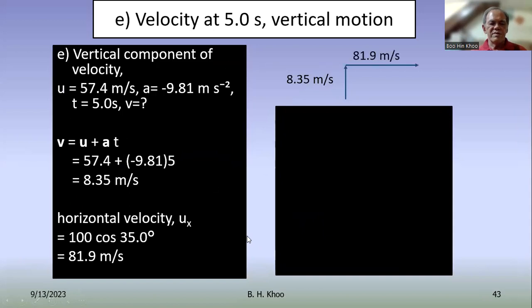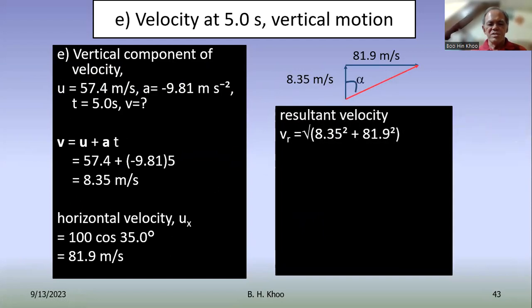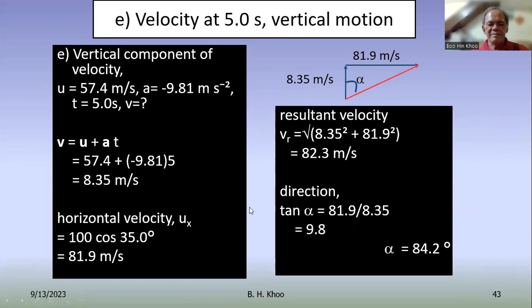So that's the horizontal velocity in the right angle triangle. That's the resultant velocity at an angle alpha. For the resultant velocity use Pythagoras theorem: square root of 8.35 squared plus 81.9 squared. For direction, use tangent alpha is 81.9 divided by 8.35. Alpha is 84.2 degrees. Good enough.